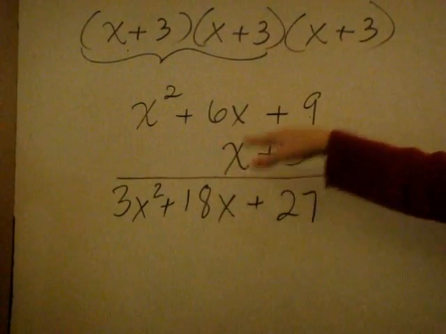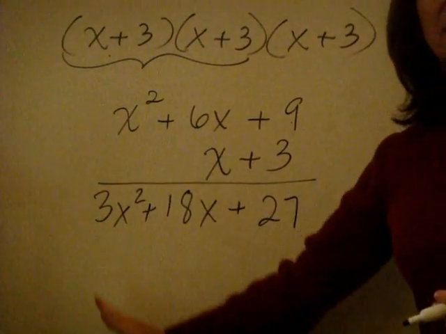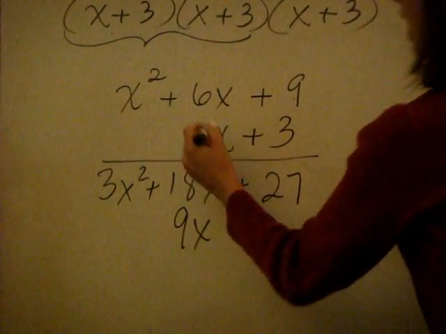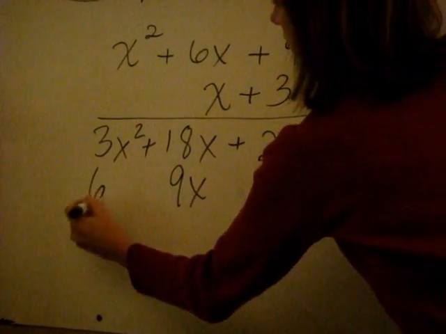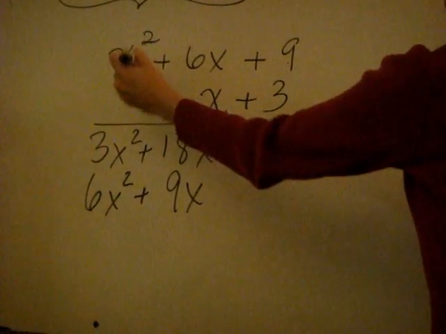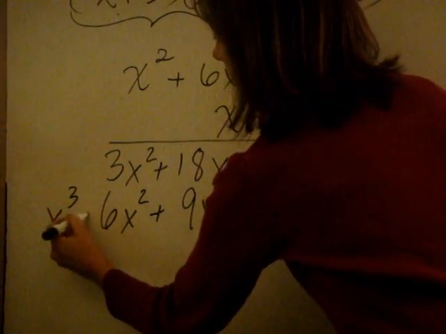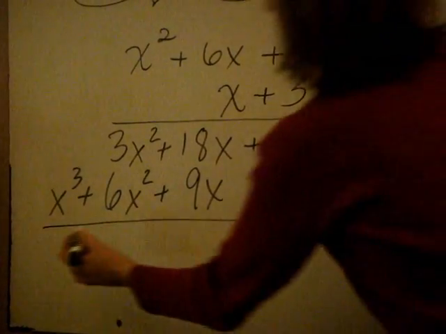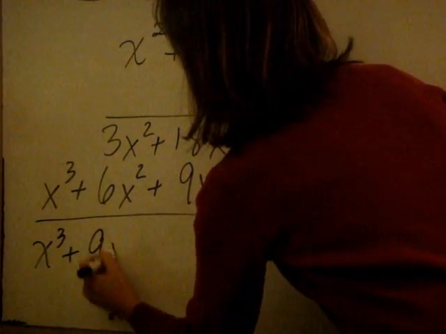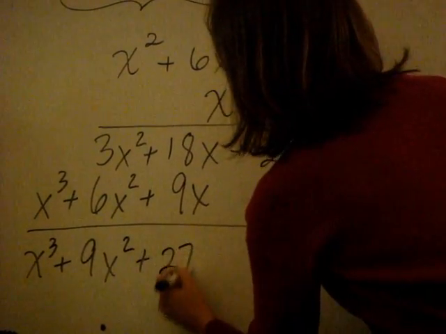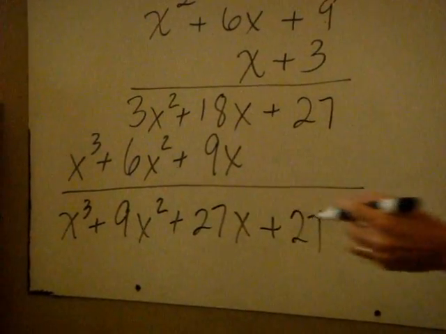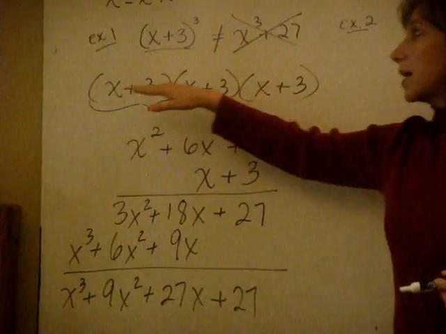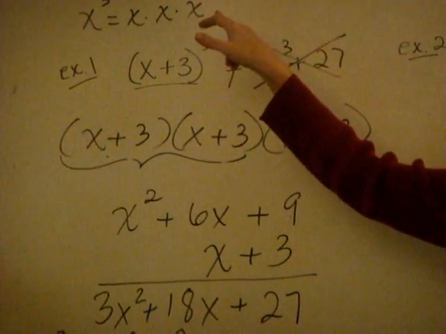And then I'm going to take the x times all 3 of these, and line them up underneath their matching term. So x times 9 is 9x. x times 6x is 6x squared. And x times x squared is x cubed. We just draw a line, add all the like terms together, and that's the end of the problem. So we get x cubed plus 9x squared plus 27x plus 27. And that's all there is to it. The main thing to remember is if you have a sum cubed, you have to take the sum times itself the number of times of the exponent.